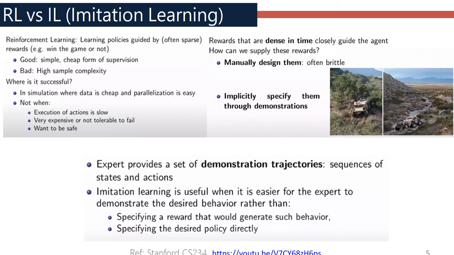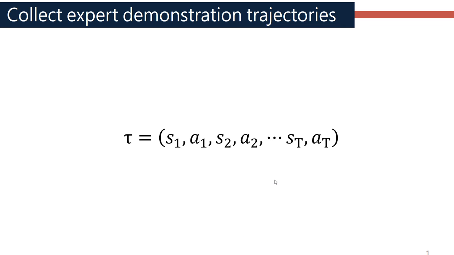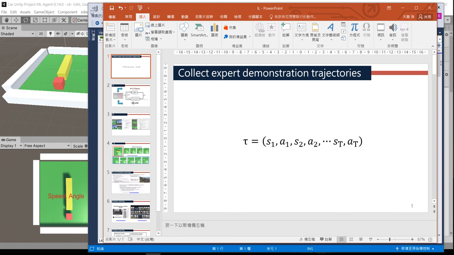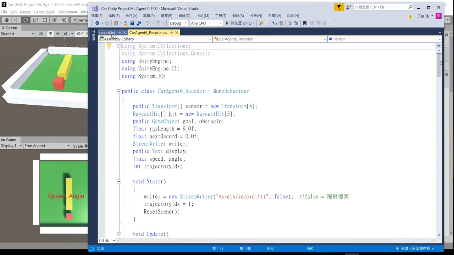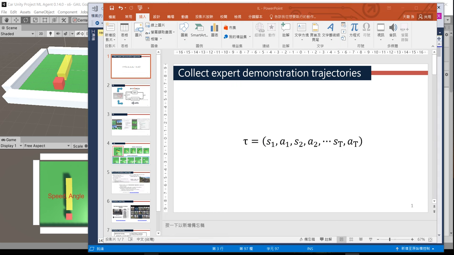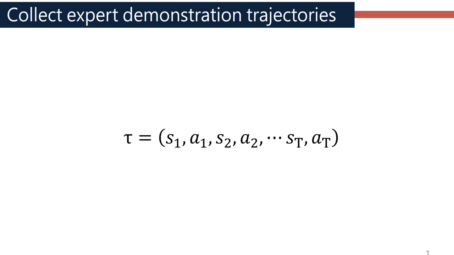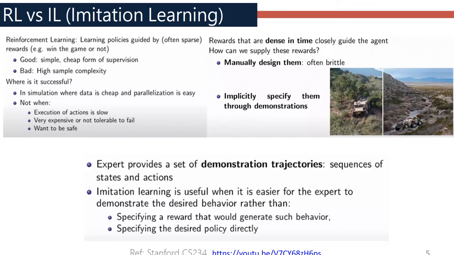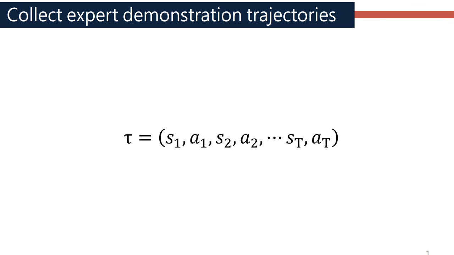So in many of these real-world situations, like self-driving car and robot, we need to use imitation learning. We use an expert to demo some trajectories for us, and then use these trajectories to train our neural network to learn. I will talk about the imitation learning algorithm in our next class meeting. So here I just show you how to use Unity to build a simple data recorder to record the expert trajectories.